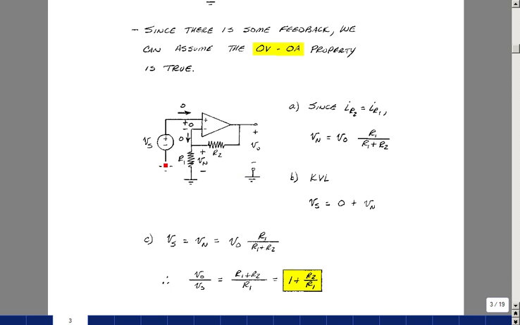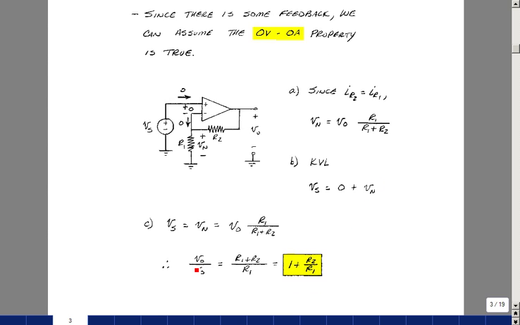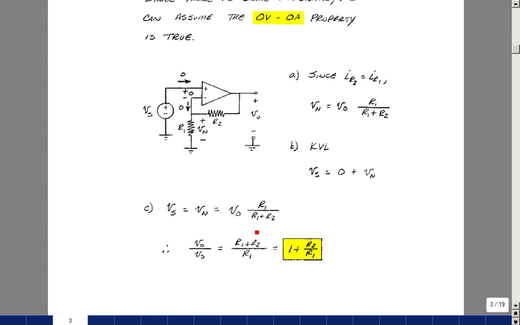If you go around this loop, the rise in voltage equals the drops, and so V sub S equals V sub N. So plugging that back over here, we get that V sub S is equal then to V out R1 over R1 plus R2. So if we solve for V out, divide by V sub S, take the reciprocal of this, we get this expression, or you could write it as 1 plus R2 over R1.